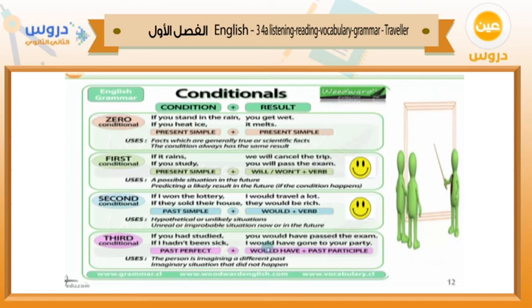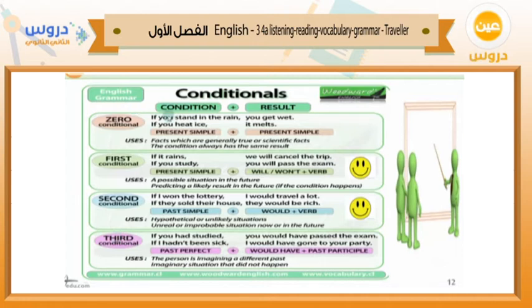Now let's go to grammar, and this is our final objective for today, and we'll talk about if, the conditionals. So we have 4 conditionals in English. We have the zero conditional, the first conditional, second and third conditional. Each one of them we use to talk about a certain condition in a certain way.